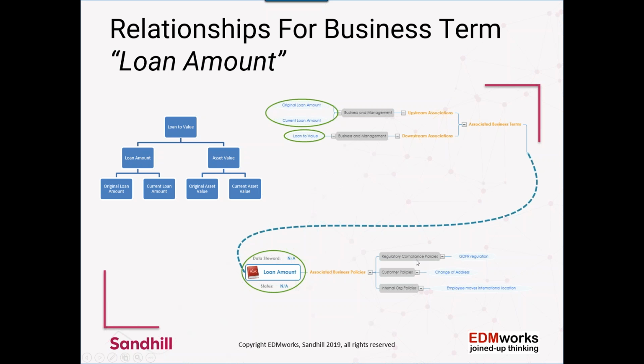Some of those things might be regulatory compliance policies, or they might be customer policies or any other types of business rules and policies that can be relevant and related to that. But not only have we got this business term, it is also related to these other business terms. Some of these other business terms are downstream, where we're taking the value from a loan amount, for example, and calculating the loan to value. And the upstream information that we've got in here is where we've got the original loan amount and the current loan amount being stored.